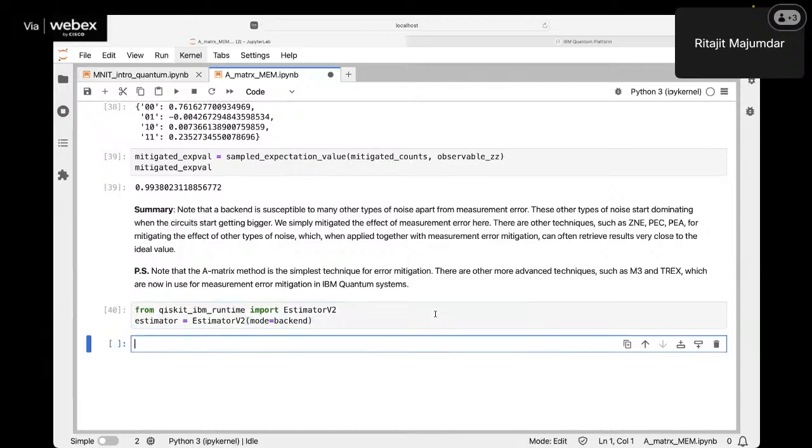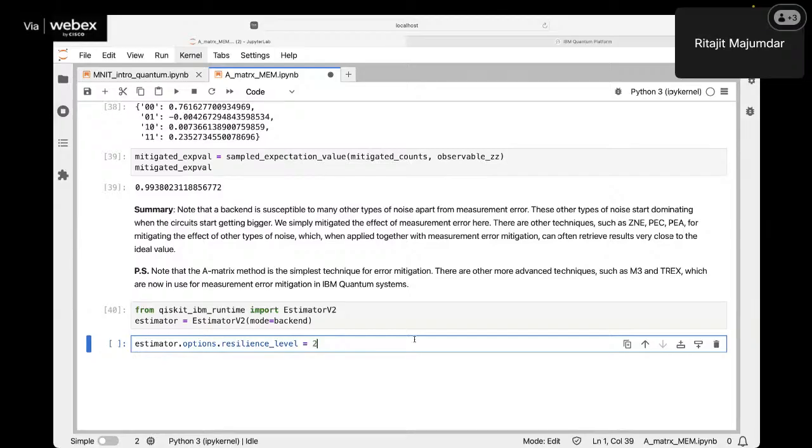Now, see, there are two things that you can do. So we have resilience level. If you put resilience level equal to 0, there are no error mitigations. Say for some reason you want to know what is the effect of noise in your system. You don't want to do error mitigation. Resilience level equal to 0, no error mitigation. Resilience level equal to 1, only measurement error mitigation. What we saw, not this protocol, but the T-Rex protocol, but only measurement error mitigation.